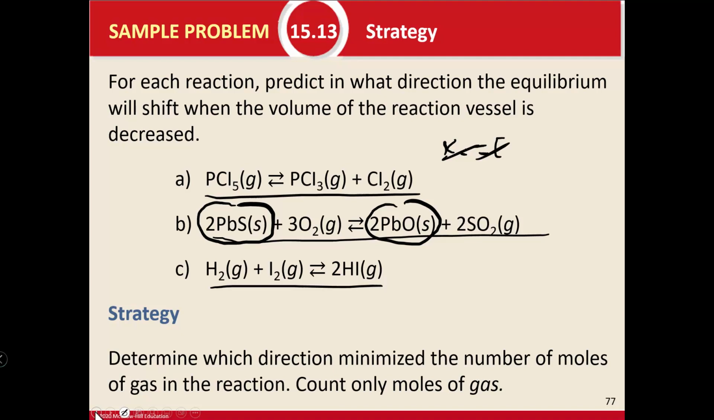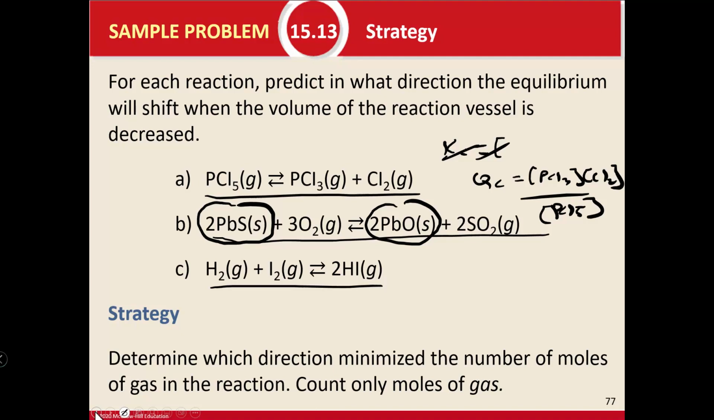Yeah, I mean, we can call it QC. QC is equal to the phosphorus trichloride times the chlorine. That's my products divided by the phosphorus pentachloride. So I can see who the players are. This is homogeneous. They're all gases.